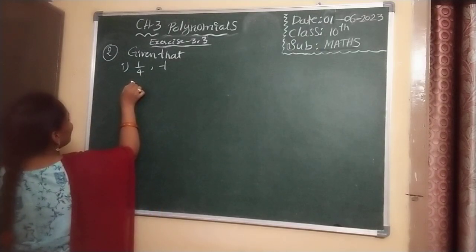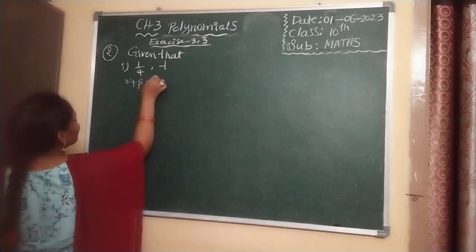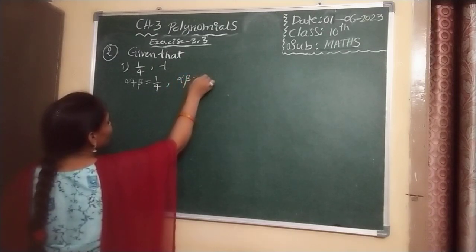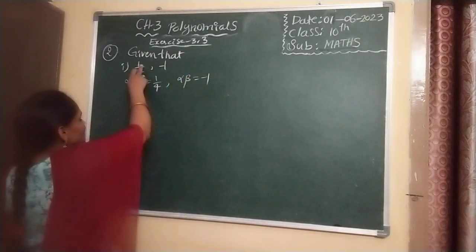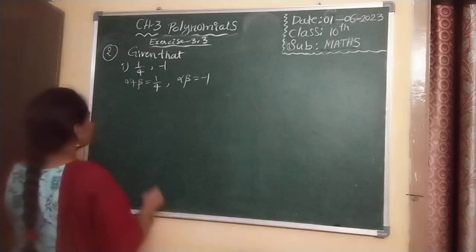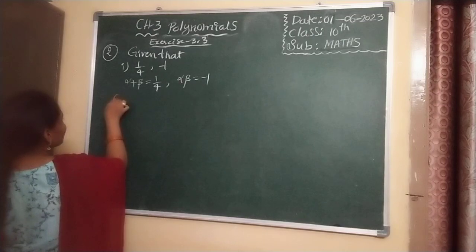Now here the sum of zeros means alpha plus beta is 1 by 4. The product of zeros, alpha beta, is minus 1. This is the sum of zeros, this is the product of zeros. They are given in the question. Now we should write the quadratic polynomial. The general formula of a quadratic polynomial.